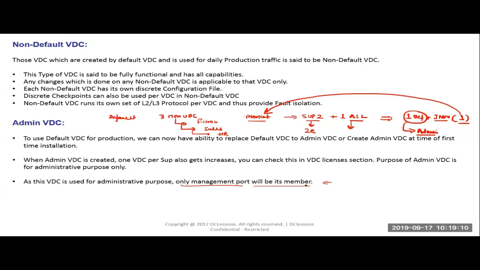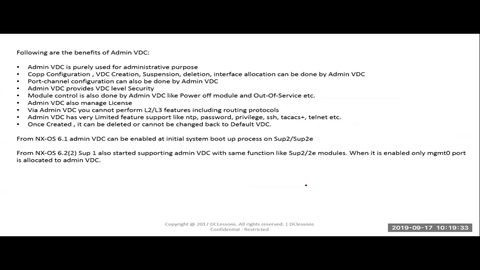No other Ethernet port which is used to connect your server, your other network devices or users will be a part of the admin VDC. While creating the admin VDC, you need to allocate all the ports to all other VDCs, so that your admin VDC can have only the management port as its member. Now let's see what the benefits of admin VDC are.